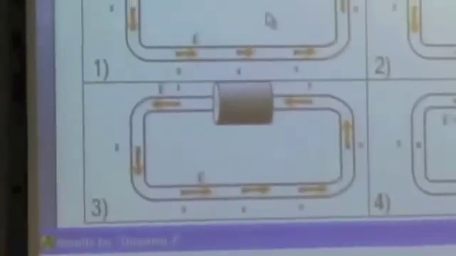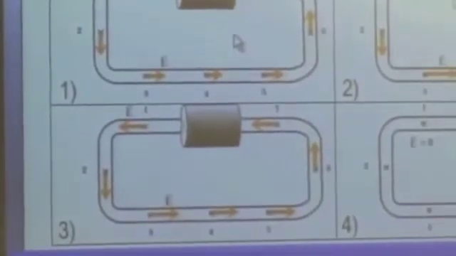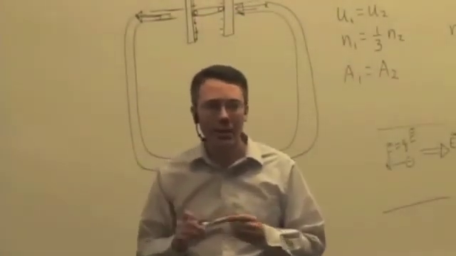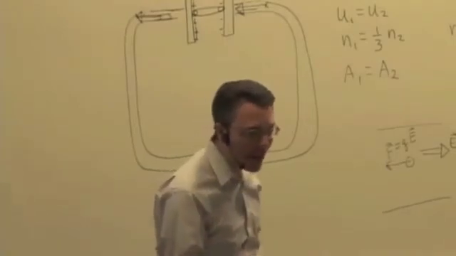So what we're going to talk about next time is we'll see that the net electric field that's driving the current inside those wires is not just due to the battery. It's not just due to the battery, and we'll talk about that next time.